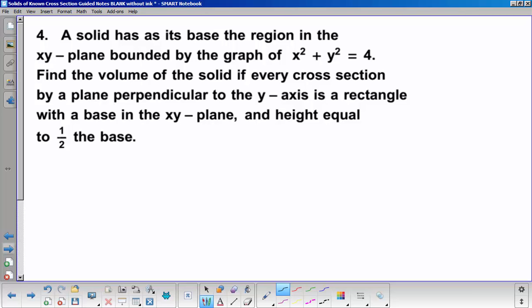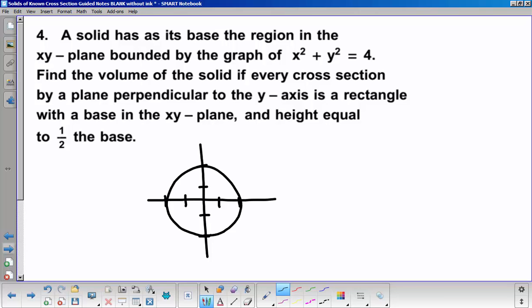That's nice. A solid has a base in the region with a graph of x squared plus y squared equals 4. What is that? Circle with a radius of 2. Yes, sir. Very nice. Circle radius 2. Let's draw it. There's my base. Find the volume of the solid if every cross section by a plane perpendicular to the y-axis is... So our slice is now dy.